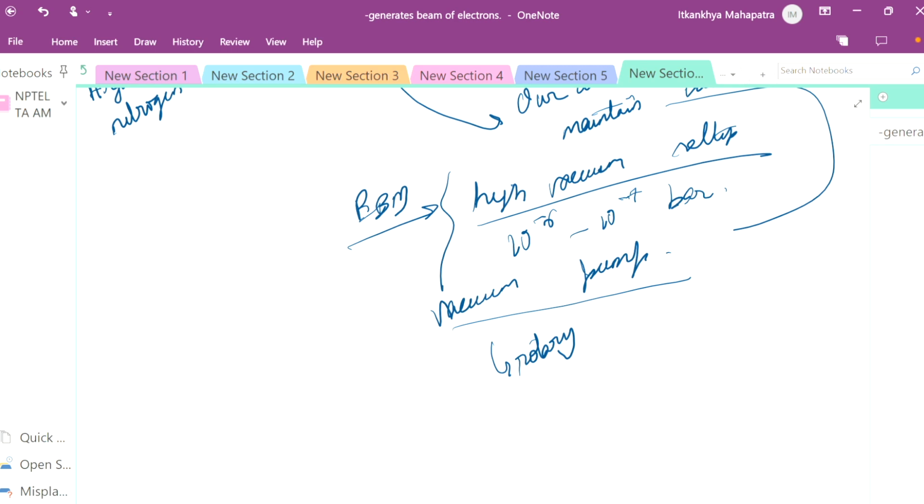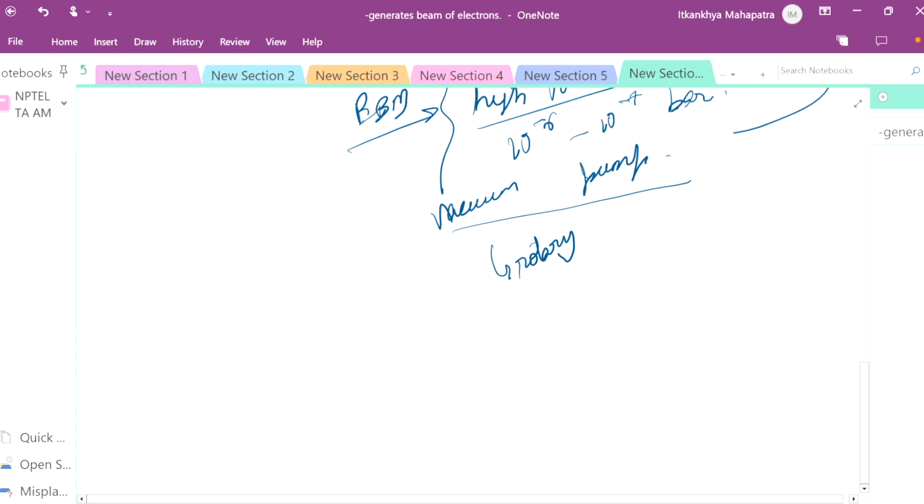So this is one difference. One more difference also.